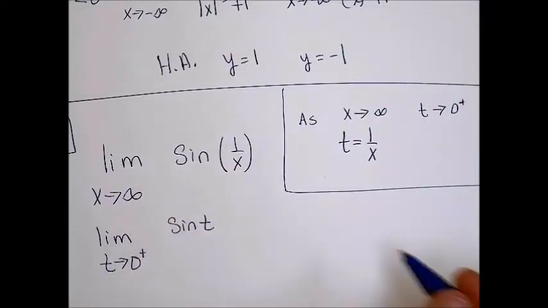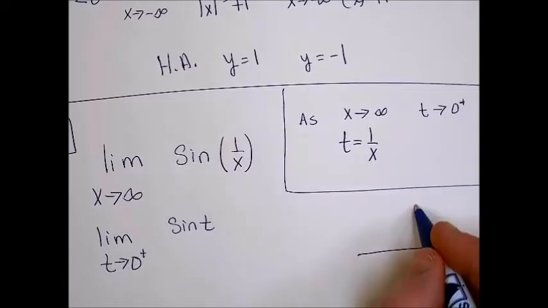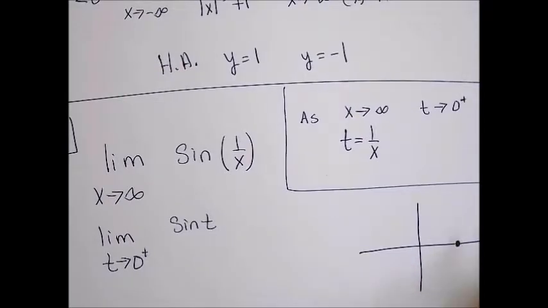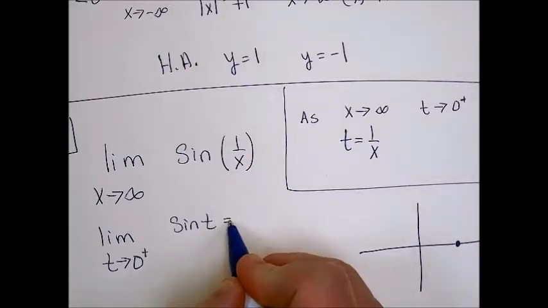Now, what's the sine of 0? Sine of 0 is 0. Approaching it from the right, we're going to have an answer here of 0.